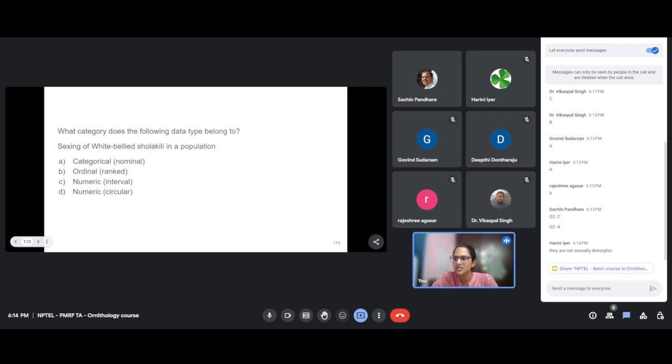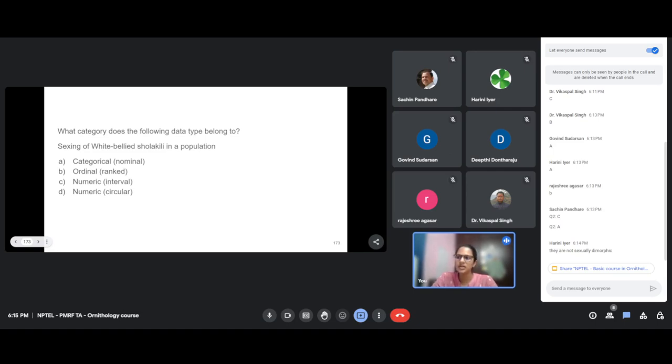So Harini has said that they are not sexually dimorphic, which means that the males and the females don't differ in their plumage or colors or anything, during the breeding season or non-breeding season. So they're very difficult to distinguish by eye. But if you need to know which is male or female, there are different ways to identify it in the hand if you have caught the bird during mist netting, but it's not a very sure way, and it might only be apparent during the breeding season.